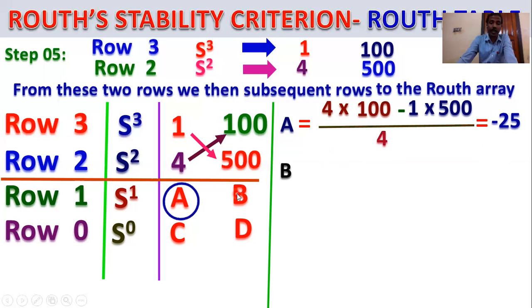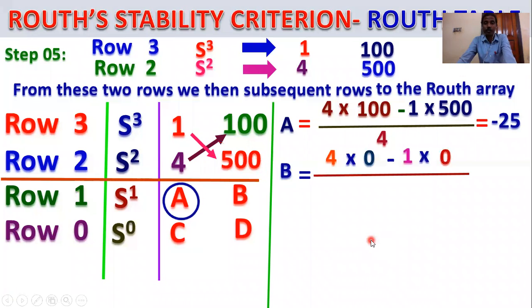Then calculate B. B equals 4 into 0 minus 1 into 0, divided by the starting value 4. This is 0.